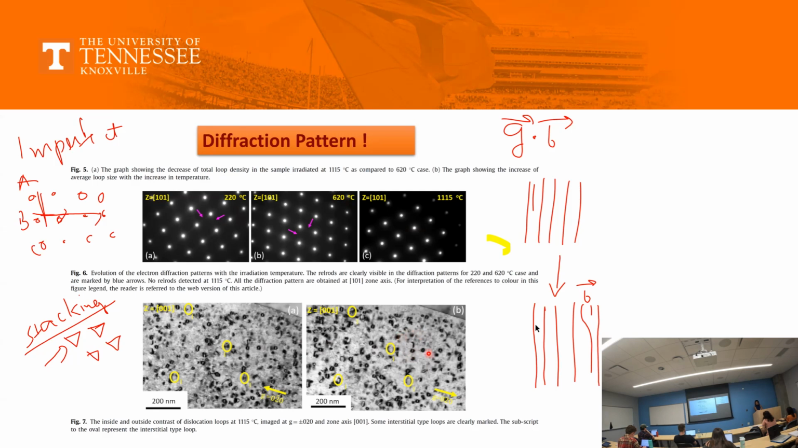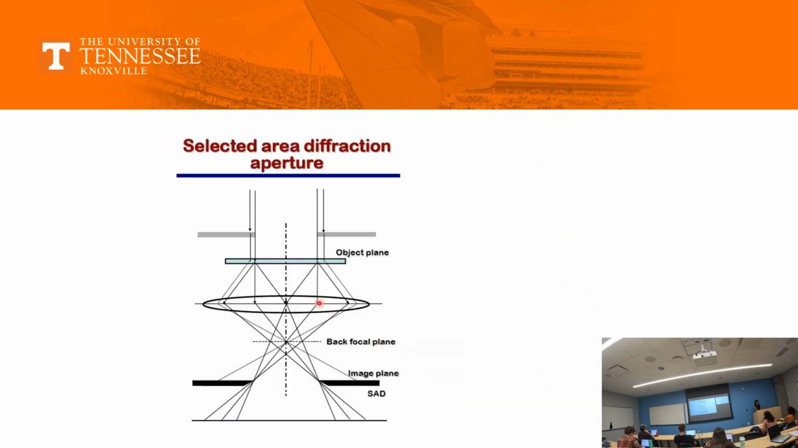Generally, in this big image as well, you are able to select your area using an aperture. Once you select this area, because the light is falling only through this area, the diffraction pattern is only coming out of this area. So for that, we have an aperture called the selected area diffraction aperture.